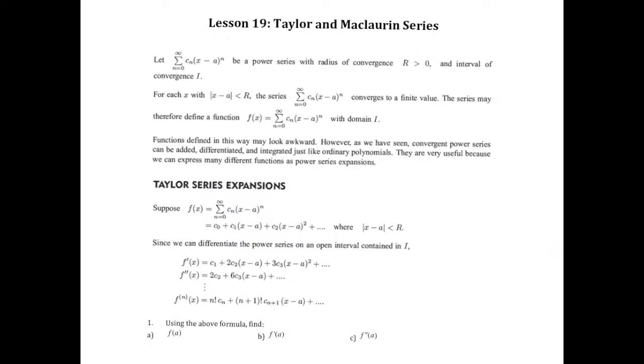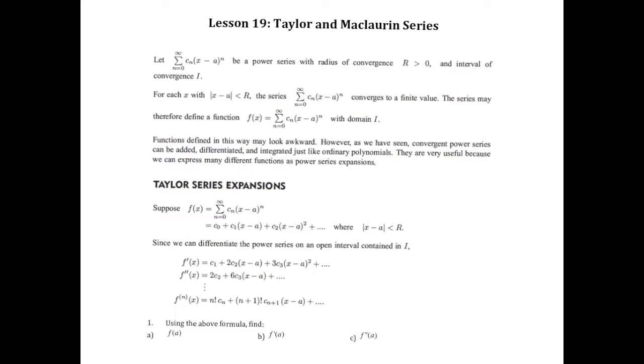Okay, so Taylor series and Maclaurin series. Let the sum from n equals 0 to infinity of Cn times (x minus a) to the n be a power series with radius of convergence r bigger than 0 and interval of convergence I. So it converges for |x minus a| less than r, where x is in R.